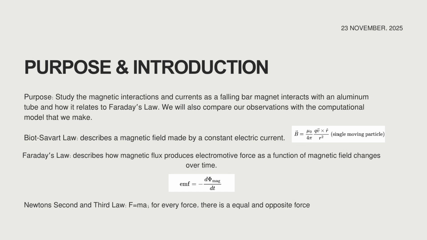To do this, we're going to be using Biot-Savart law, which describes a magnetic field made by a constant electric current, and Faraday's law, which describes how magnetic flux produces electromotive force as a function of how the magnetic field changes over time. We will also be considering Newton's second and third law, which says force equals mass times acceleration, and for every force there's an equal and opposite reaction.